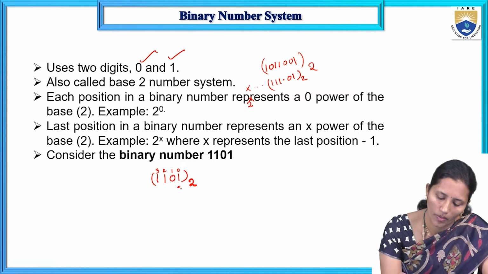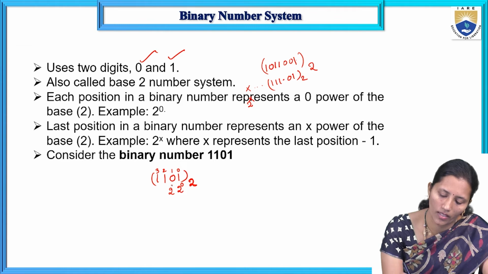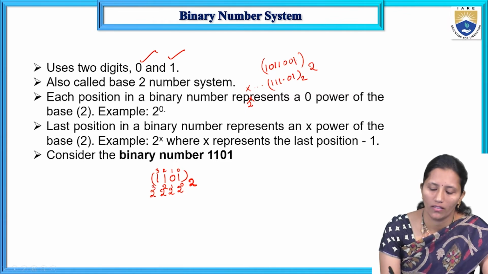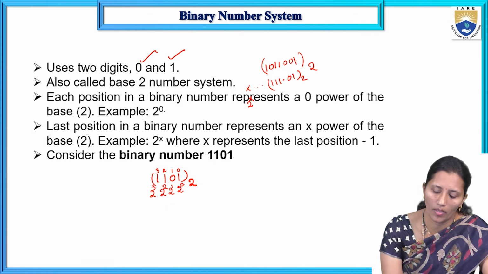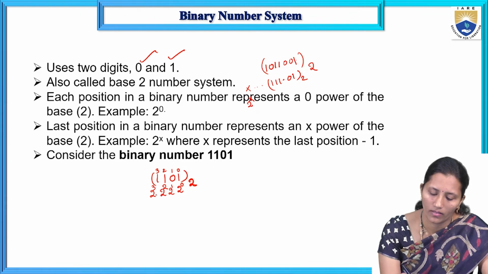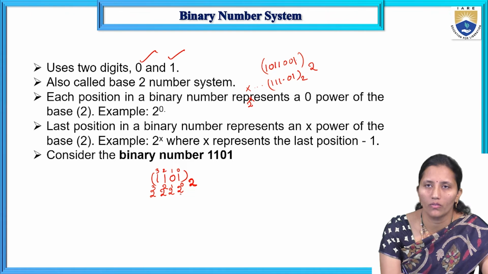So, here the weight of position 0 is 2 power 0, the weight of position 1 is 2 power 1, the weight of position 2 is 2 power 2, the weight of position 3 is 2 power 3. So, if we add the total weight of the digits, we will get the same number. See here, it is 1011. So, that will be represented as 1 into 2 power 3, 1 into 2 power 2, 0 into 2 power 1, and 1 into 2 power 0.